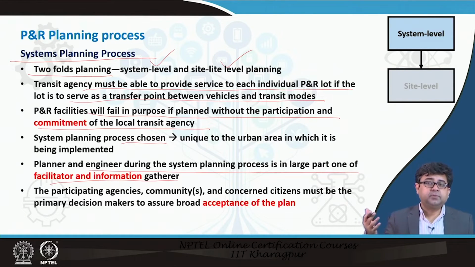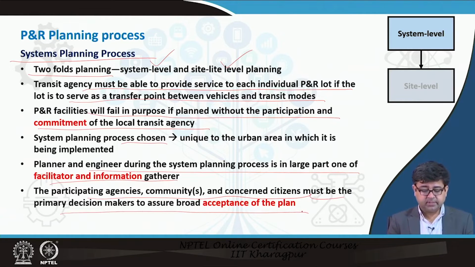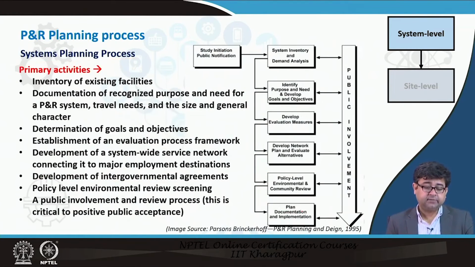Similarly, if 100 people have no information about the parking availability at that lot, they would again start driving. So, this is a very important aspect in the case of park and ride lots and facilities: that information has to be gathered and disseminated to the users. Of course, participation of agencies, communities and concerned citizens must be the primary decision makers. We have already looked at this. Several stakeholders always have to be consulted prior to planning or setting up any kind of system.